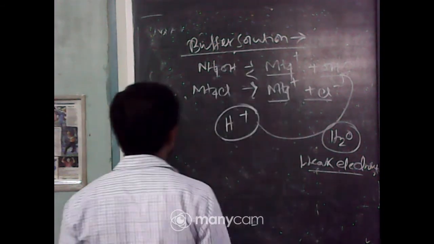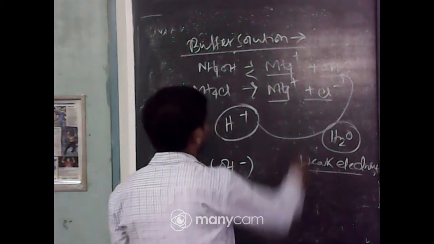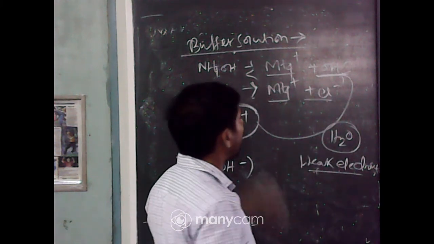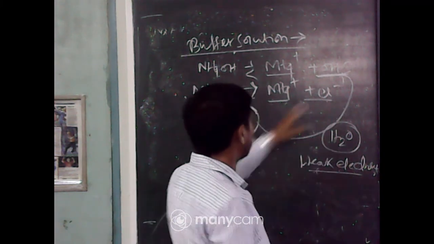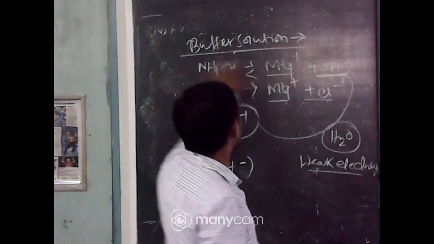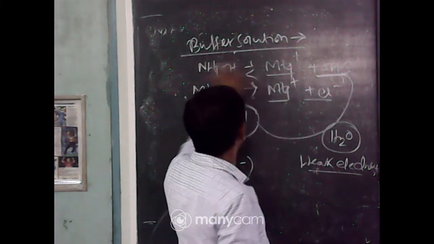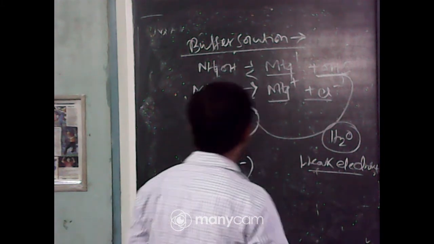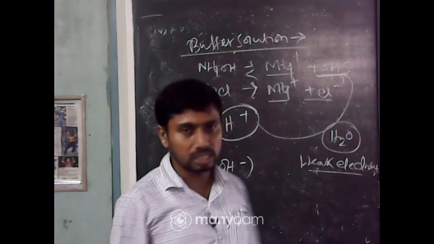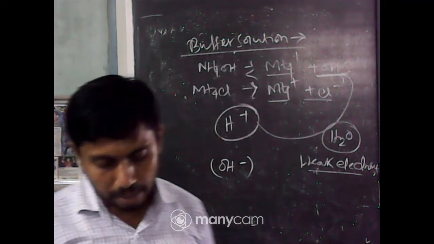If we add OH-, then the concentration of OH- on the right side will be higher. So, from Le Chatelier's principle, as the concentration of OH- is higher on the product side, the first reaction will move in the reverse direction, that is NH4OH will be produced. As NH4OH is a weak electrolyte, the pH is maintained constant. In this way, the buffer restricts small changes in pH.